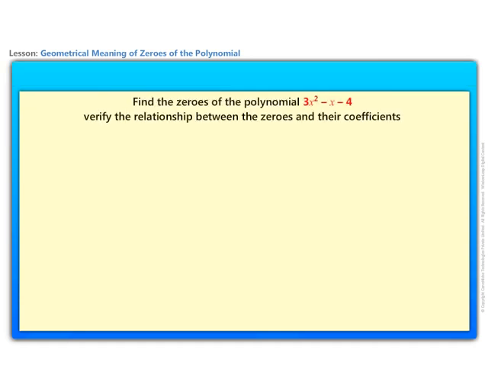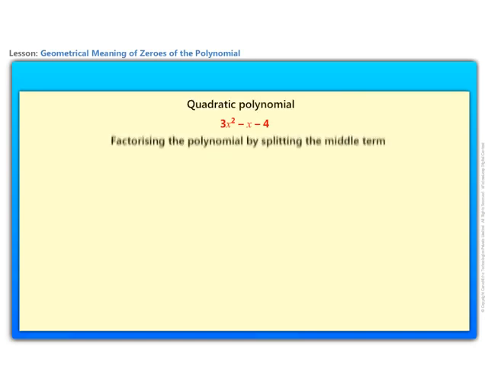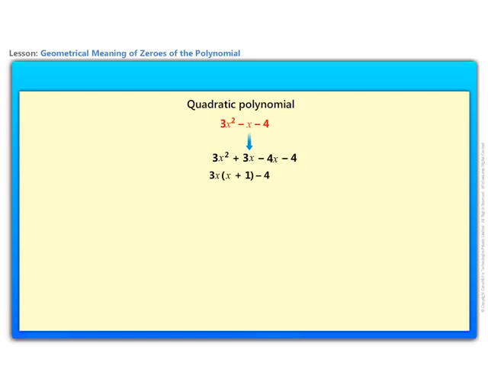Find the zeros of the polynomial 3x squared minus x minus 4 and verify the relationship between the zeros and their coefficients. The equation 3x squared minus x minus 4 is a quadratic polynomial. Factorizing the polynomial by splitting the middle term, we get 3x squared plus 3x minus 4x minus 4, which is equal to 3x into x plus 1 minus 4 into x plus 1. This can be further written as x plus 1 into 3x minus 4.